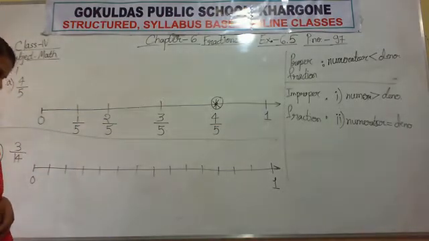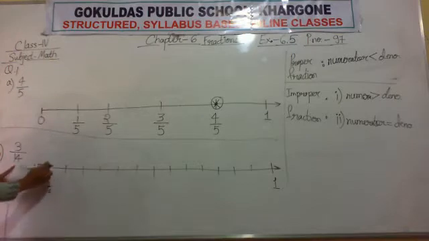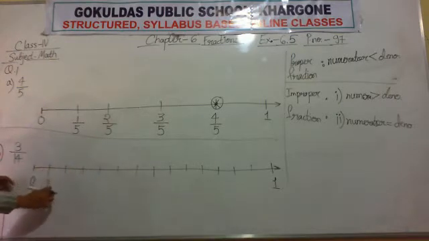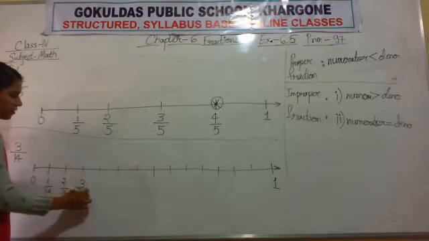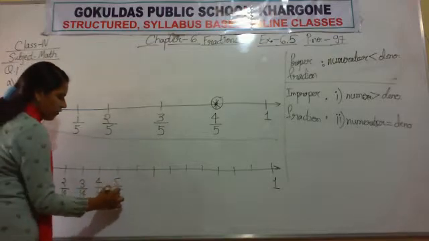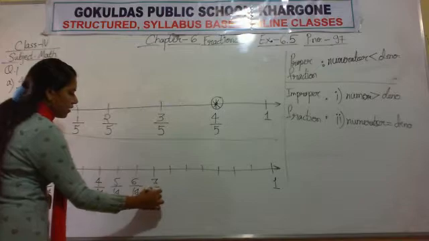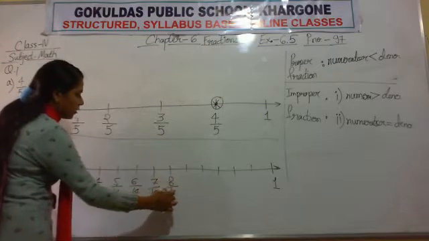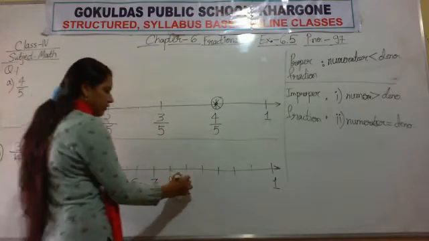Now write all the numbers. 1 upon 14, as we have made 14 divisions, so 1 upon 14. Next will be 2 upon 14. The next fraction will be 3 upon 14, then 4 upon 14, 5 upon 14, 6 upon 14, 7 upon 14, 8 upon 14. Why 14 in the denominator? Because we have made 14 divisions.